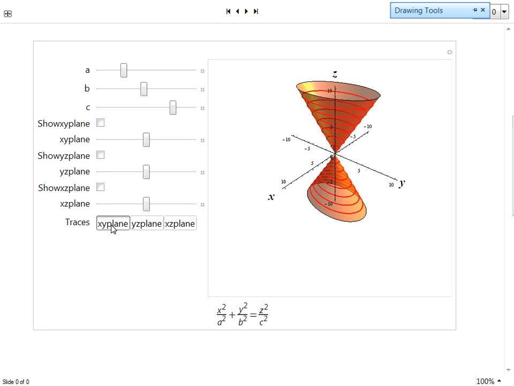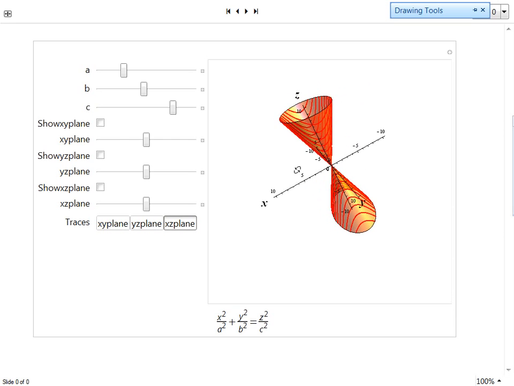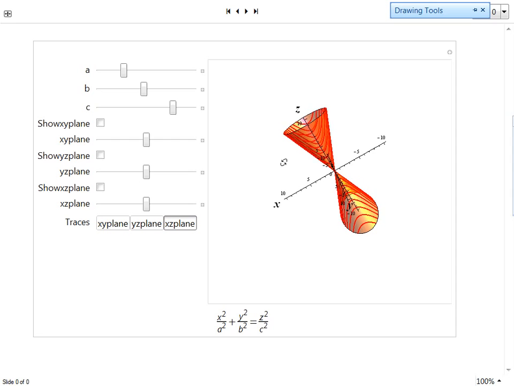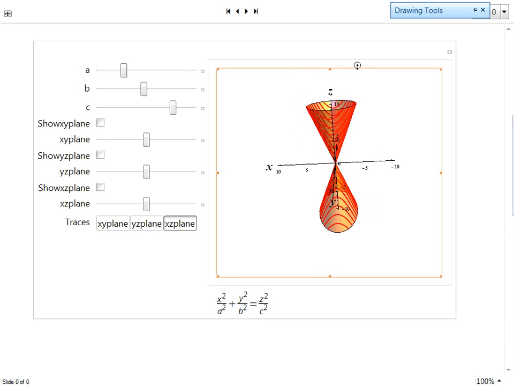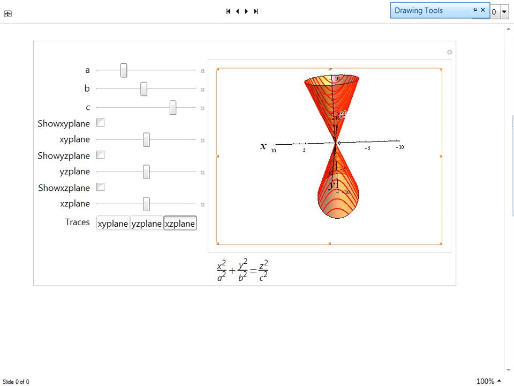Quickly through the traces. There's your xy plane, up and down. You get ellipses. Here's your yz plane. Hyperbolas. That's about as good as I'm going to get. I mean, I can turn it. No, I can't. It doesn't want me to. Do you see them? Up, down like this. For every one on top, there's one that matches on the bottom.